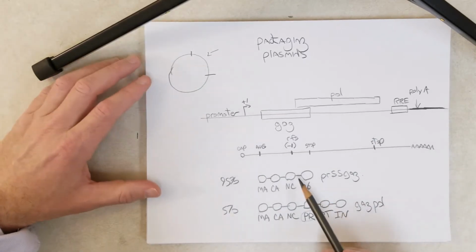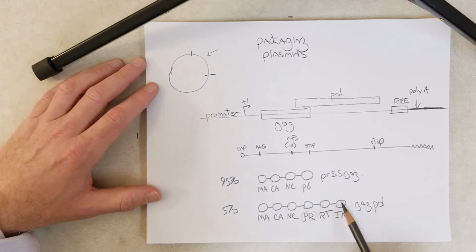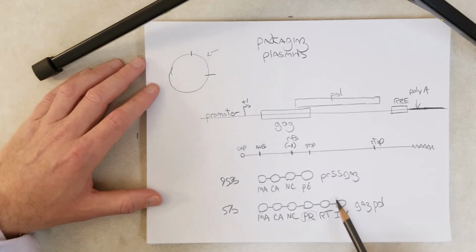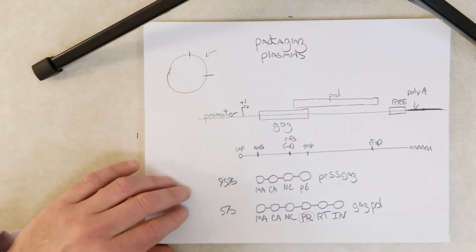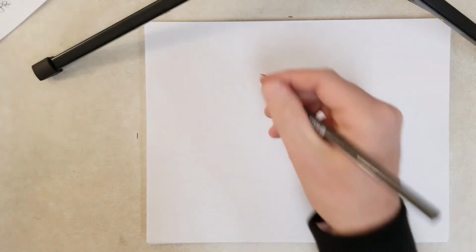So we have a lot of the structural proteins of HIV-1 encoded in the packaging plasmid. And so those packaging cells are going to be making these proteins. So now we have the envelope plasmid.